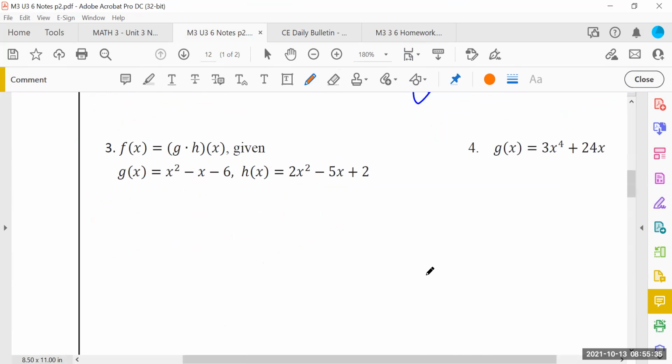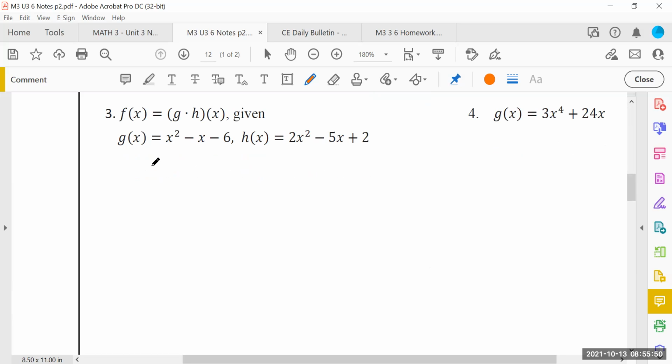We've got a few other strange things in here, but that's probably some of the hardest stuff that we're going to do. Actually, there's one other one that's going to be a little rough, but let's try it. So number 3. Everybody look at number 3. g times h of x, given x squared minus x minus 6, and 2x squared minus 5x plus 2. This is just telling us take these two and multiply them together. We're just multiplying the two of them together.